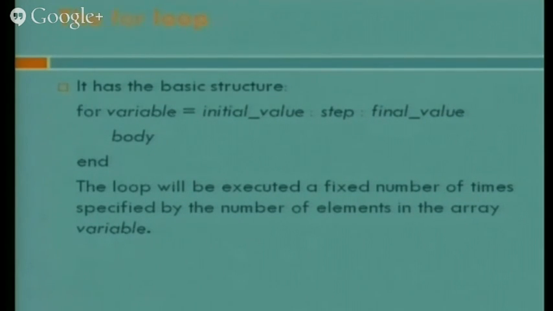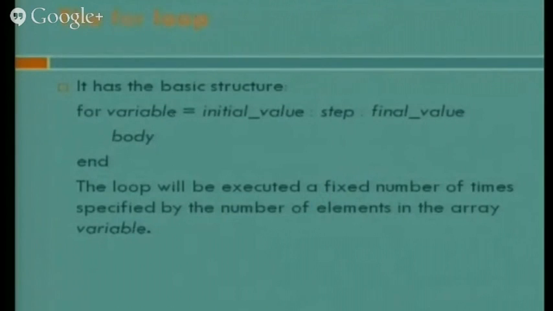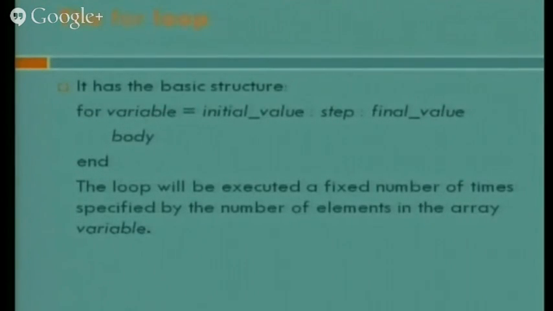So the structure is: for, then the variable which is being assigned to the counter. Let us say i, we are using it. So for i is equal to the initial value, from where the counter has to start, colon step, or you can also skip this step, colon final value. Let us say for i is equal to 1:10, means the counter will start from 1 and go up to 10.